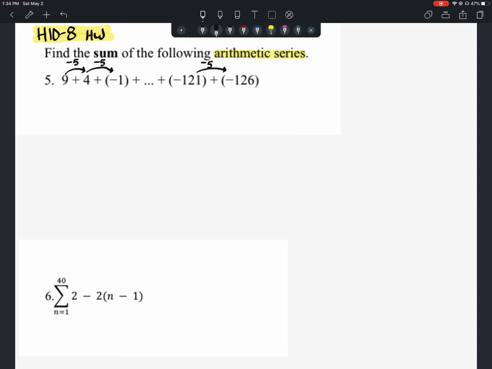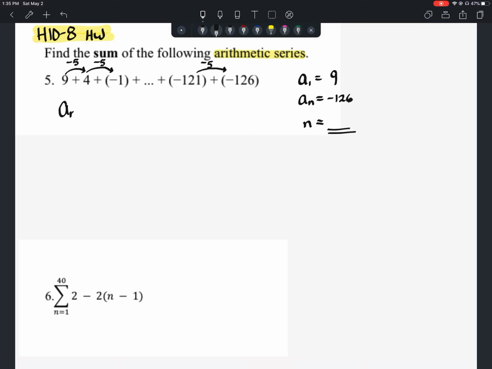So in this case here, if we're trying to find the sum of an arithmetic series, we need to know what the first term is, we need to know what the last term is, and we need to know the number of terms. So we know the first term is 9. We know that the last term is negative 126, but we need to figure out how many terms there are going to be. So remember, to do that, we need to use the nth term equation.